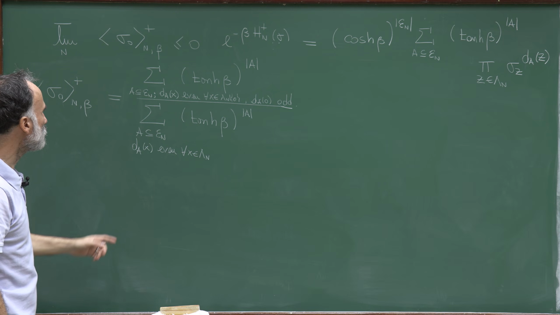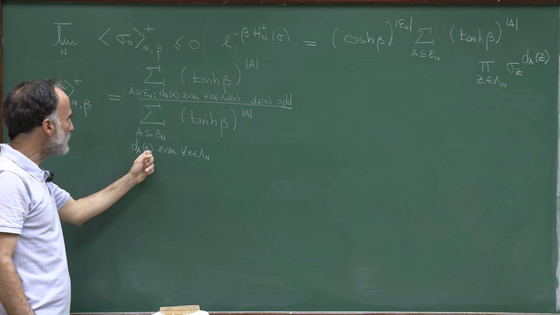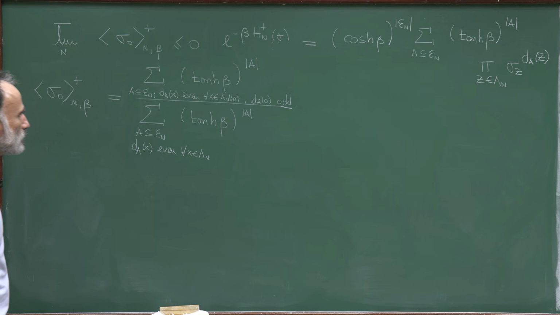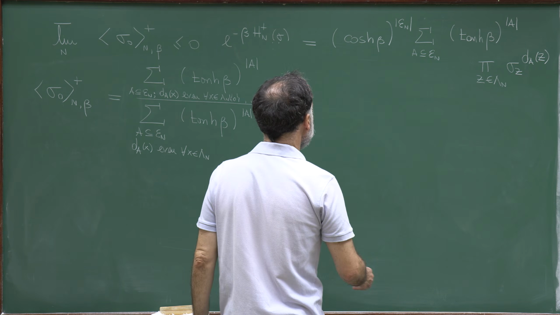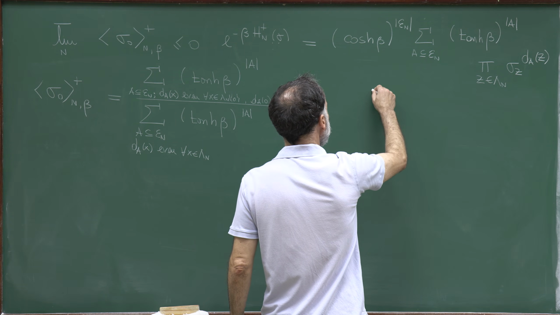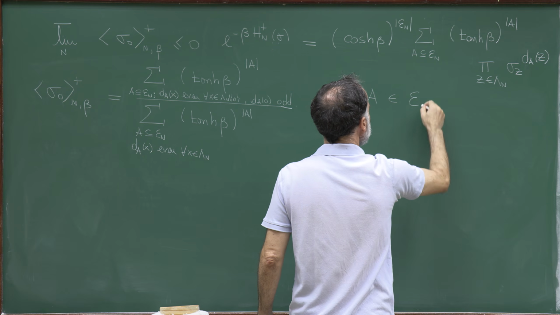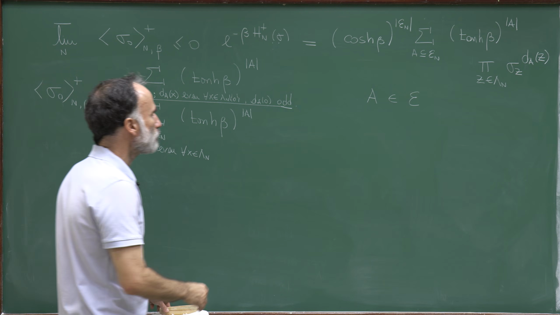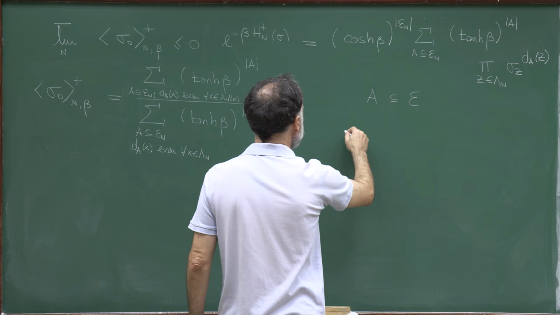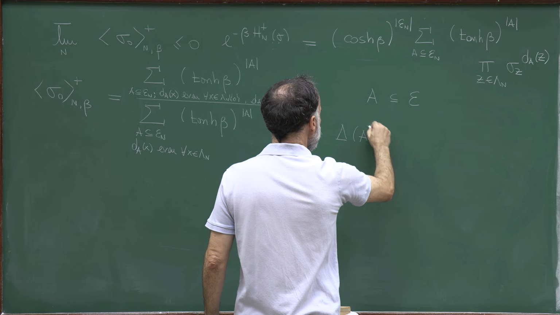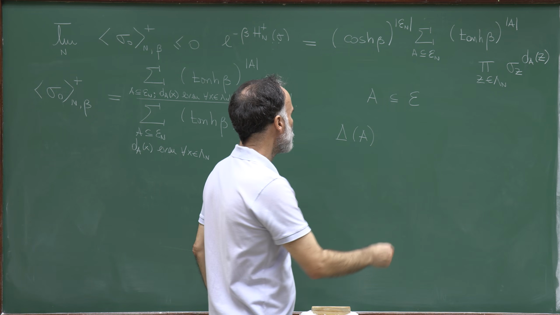While in the denominator, we are summing the same weight, but for all sets A in En such that dAx, the degree, is even for all x in lambda n. So now we'll introduce some notation. If I have a finite set, A, a subset of edges, I will represent by delta A the set of edges which do not have any vertex in common with A.